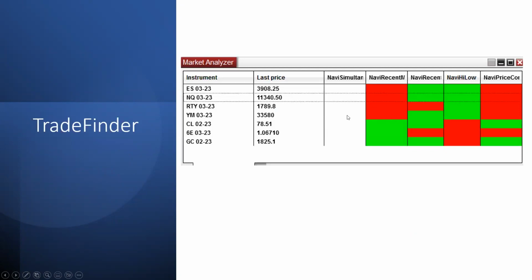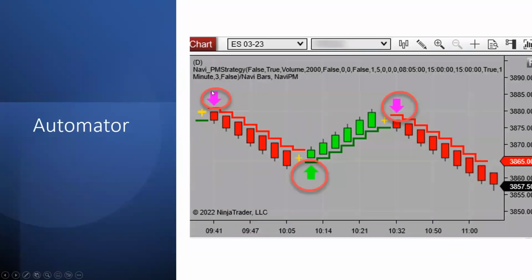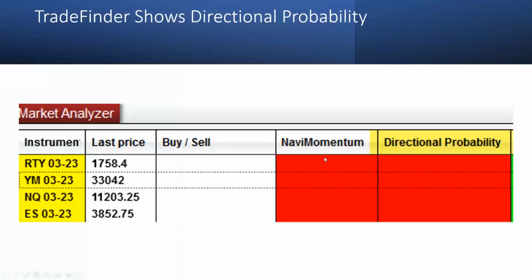Here's the trade finder, an optional feature here at NaviTrader. The trade automator gives you the buy and sell signals. Trade finder shows you directional probability. Here we've got everything red, so you want to be focusing on the short side.